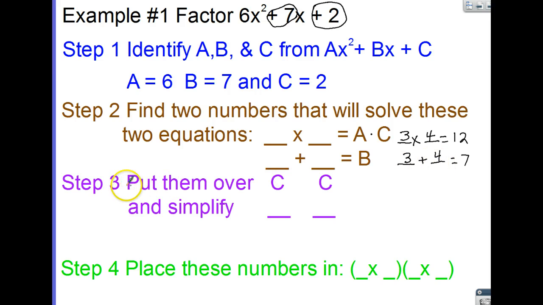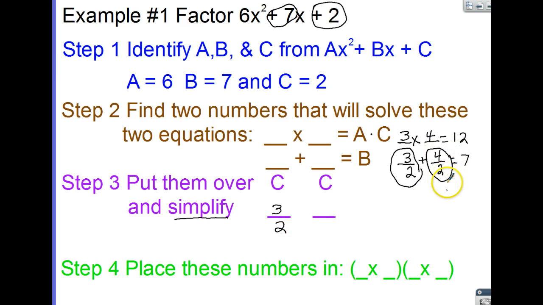Okay, continuing, the next step would be to put them over the C number. For our C number, which is 2, I'm going to put these over 2, and pretend now that these are two fractions, and I'm going to pull this out as fractions and simplify them. To simplify 3 halves, well, it doesn't simplify, I just get 3 over 2.